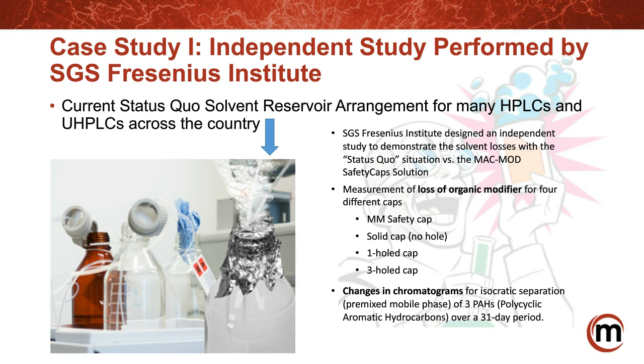So those 4 iterations are a bottle closed with the MacMod safety cap, a bottle closed with the original cap that comes with your bottle, so just a cap that's closed with no holes, also a 1-hole cap, where the 1 hole has a 10 millimeter diameter, and a 3-hole cap, where each one of those holes has a 3 millimeter diameter. The samples tested were 3 polycyclic aromatic hydrocarbons over a 31-day period through an isocratic separation.